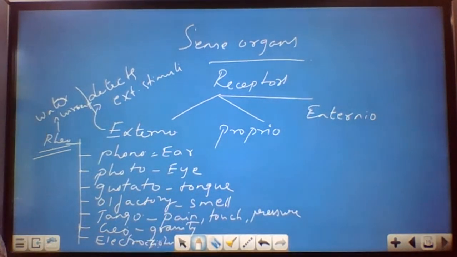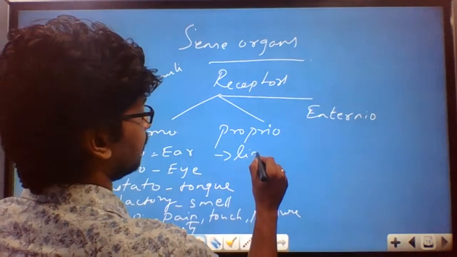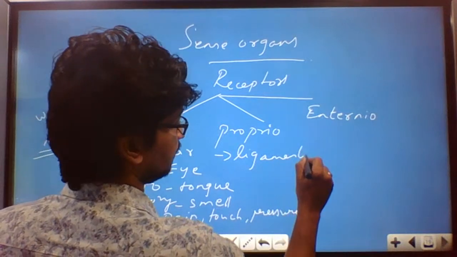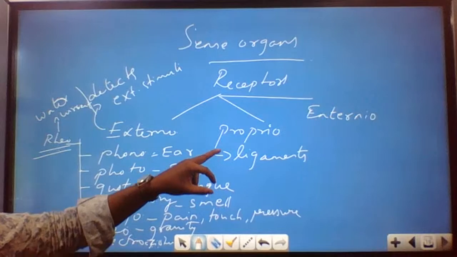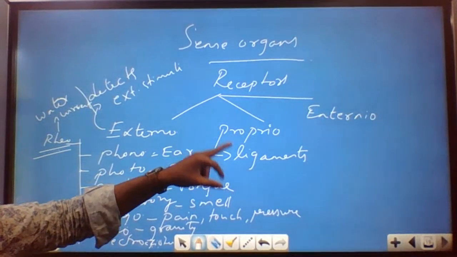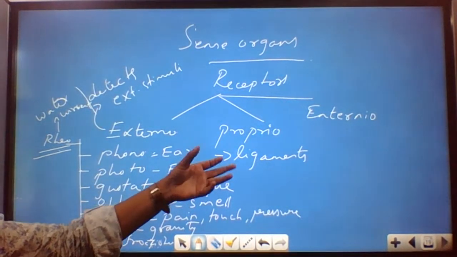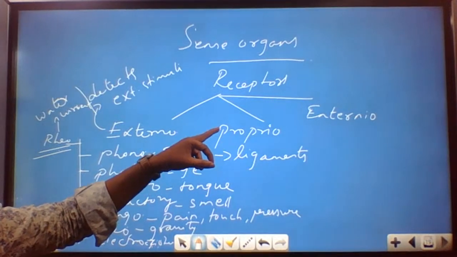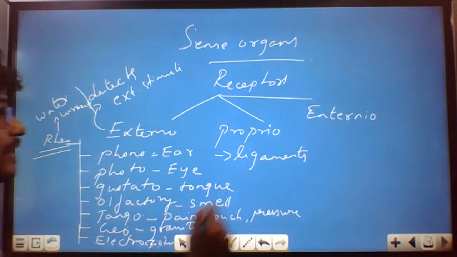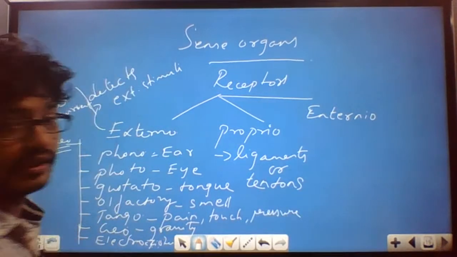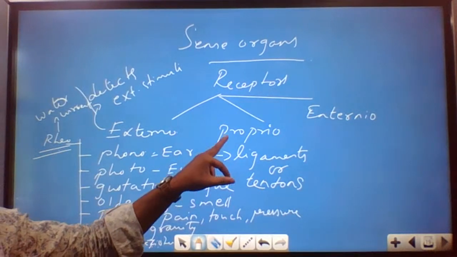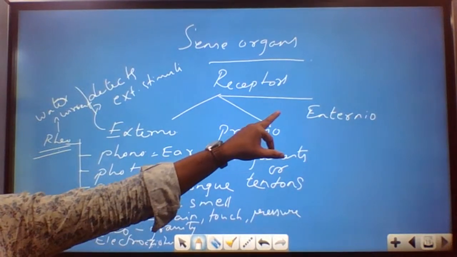Coming to the proprioreceptors: you can see proprioreceptors in tendons and ligaments. They are quite common in the ligament region. How do you sense pain in the ligament here and in these places? It is because of these receptors called proprioreceptors. Tendon, you know what a tendon is, right? So in tendons and ligaments you can see the presence of proprioreceptors.